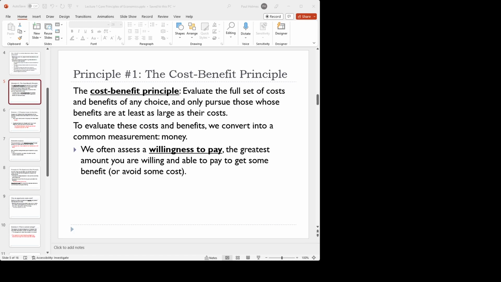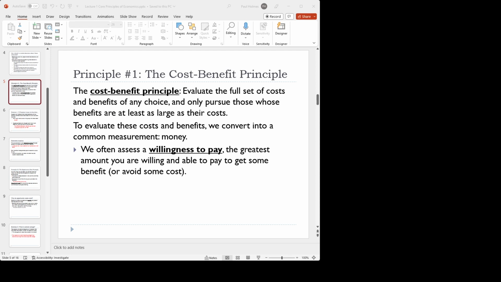So the first of these principles that we're going to examine is the cost-benefit principle. The cost-benefit principle holds that in order to make good decisions, we should think about all of the costs and benefits associated with the decision, and we should perform an action, take a decision, if and only if the benefits of that decision outweigh the costs of that decision.